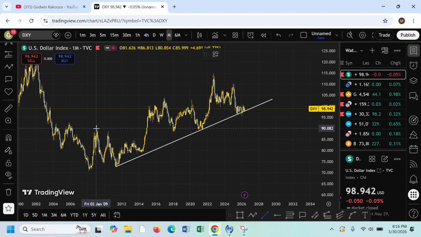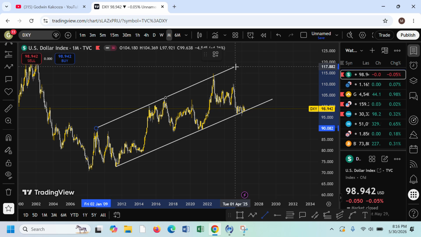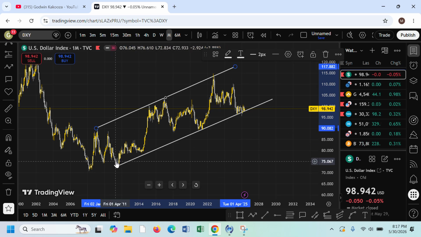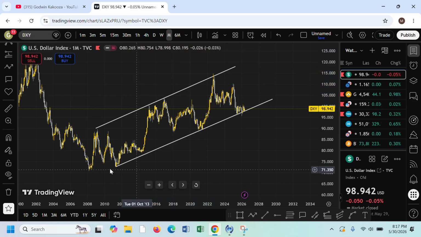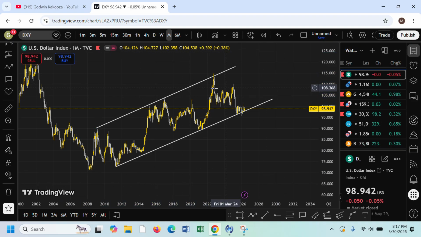You can understand. I'm drawing the trend lines. The first touch, second touch, and the third touch. First touch, second touch, third touch. So this is a channel. Price is moving up, which means the US dollar on the monthly time frame is in a bullish trend.